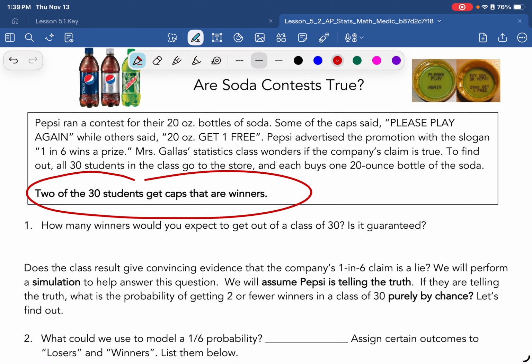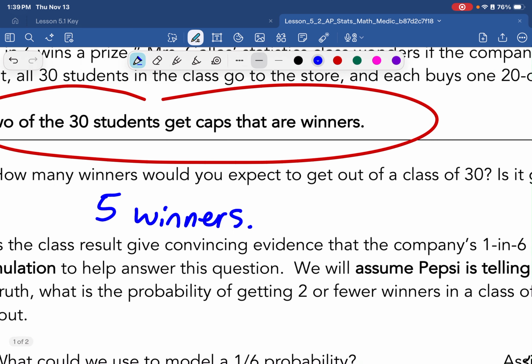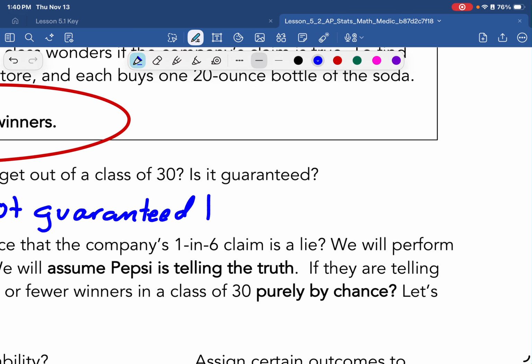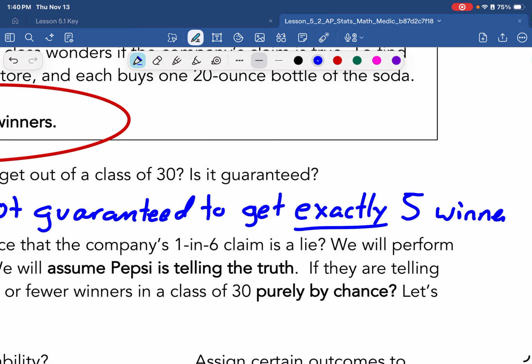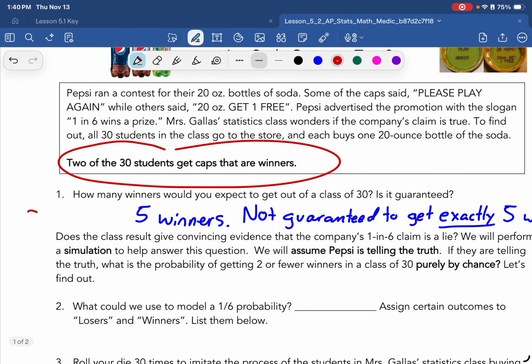Now, what we should look at is for number 1, how many winners would you expect to get out of a class of 30 if it's a 1 in 6 wins a prize? We would expect 5 winners here. But to answer the question, is it guaranteed? It's not guaranteed to get exactly 5 winners. So real quick, because I told you I'm not going to do a lot of formulas, you would do your class size times the odds, right?